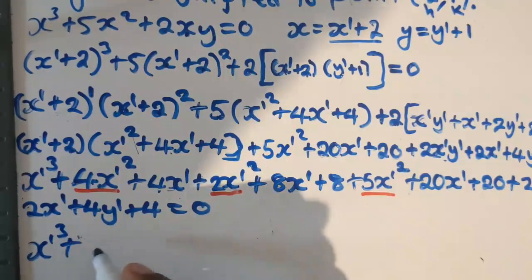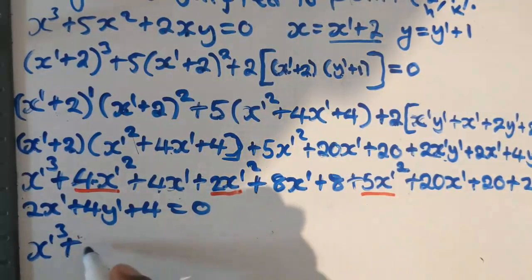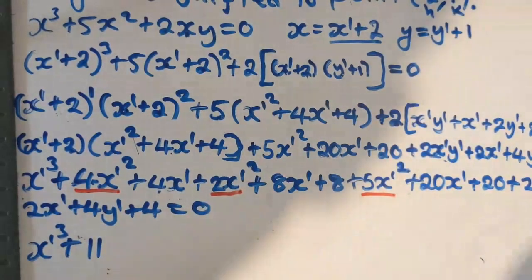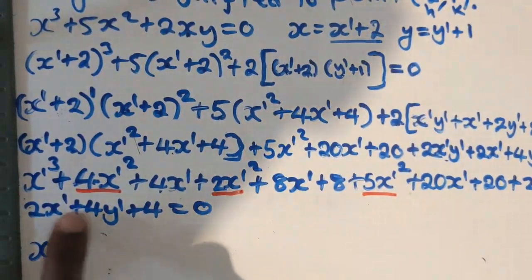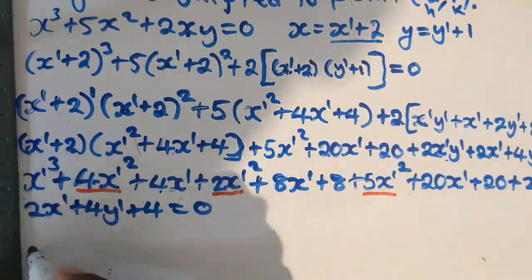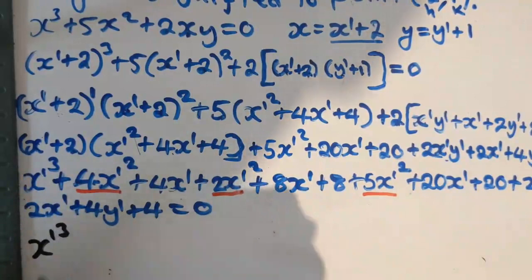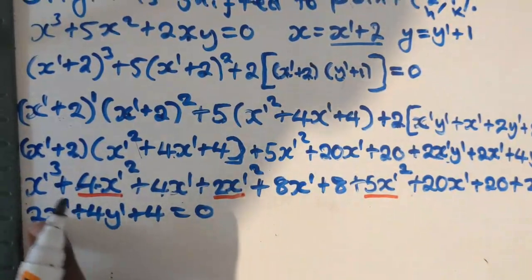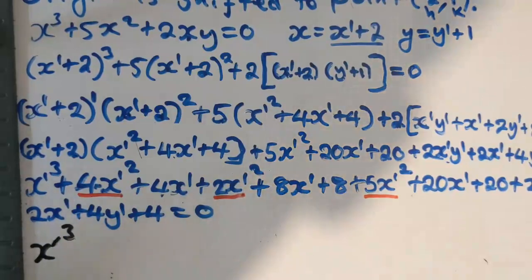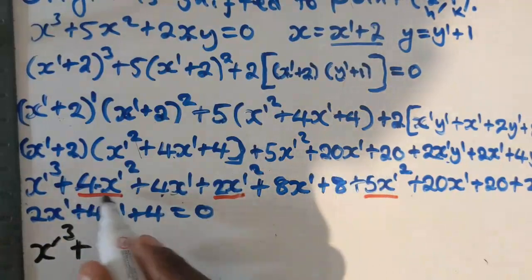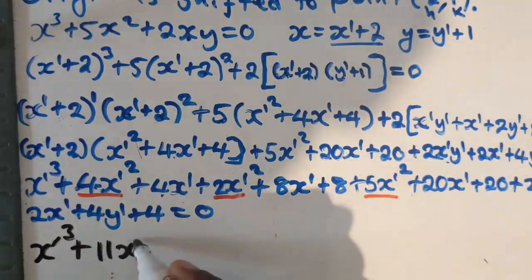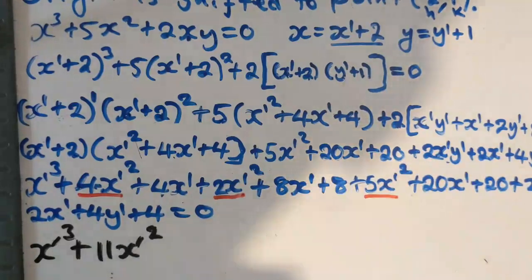So I'm writing the answer here. Okay, we have 11. Let me write the answer in black pen. So this is x prime to the power 3, right? Let me write it like this, x prime to the power 3, like that. Then we have 4x plus 2x plus 5. You're going to have 11x prime to the power 2.